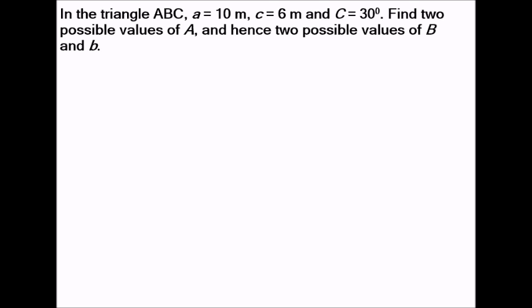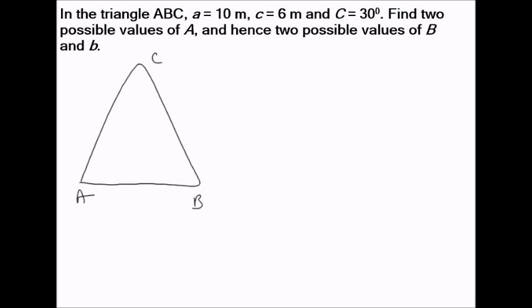In this problem we'll see how we can get two possible triangles when given two lengths and a non-included angle, and using the sine rule. So first we have triangle ABC. So we'll draw and label.